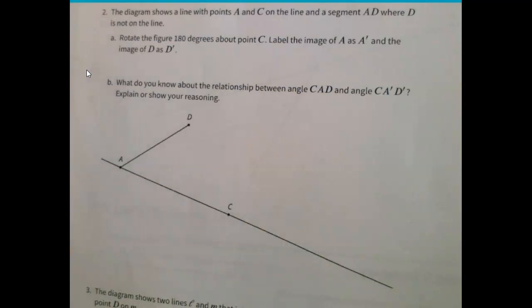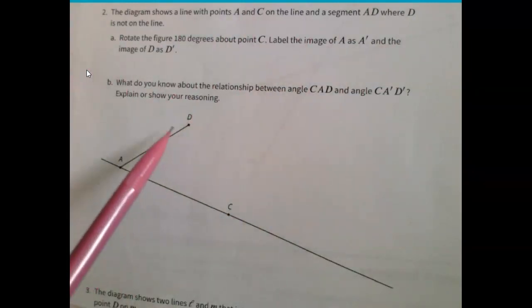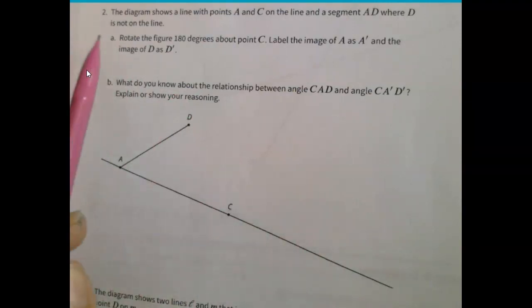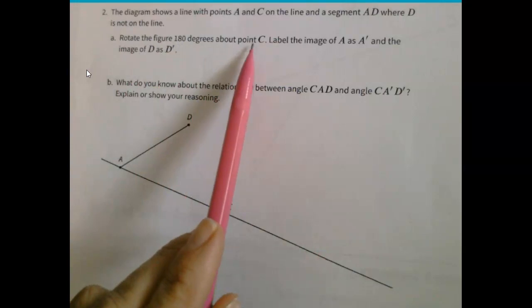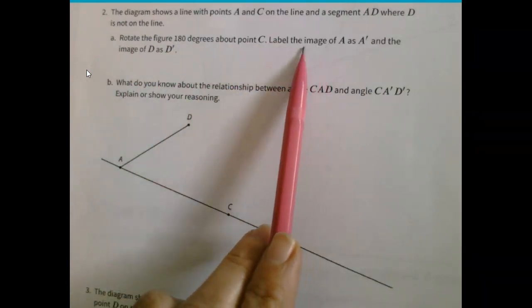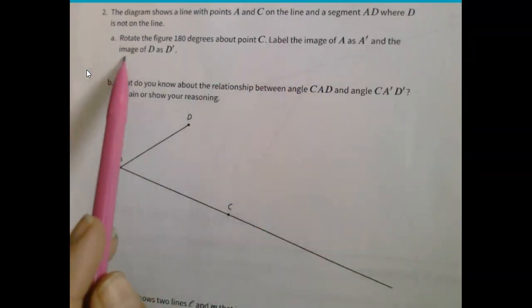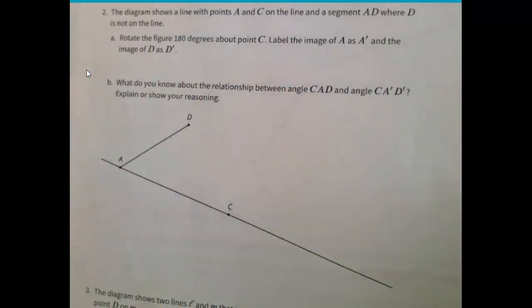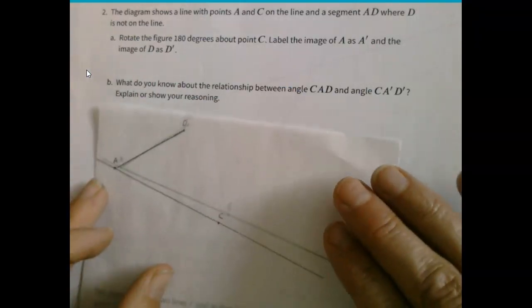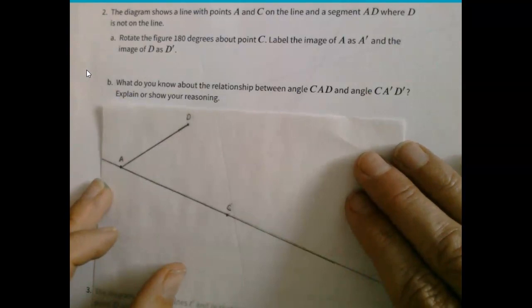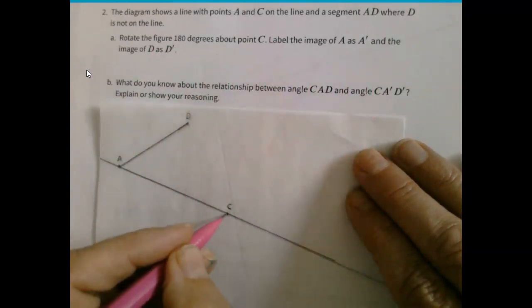Okay, so for number 2, the diagram shows a line with points A and C and a line segment AD right here where D is not on the line here, okay? It said rotate the figure 180 degrees about point C and label the image of A as A prime and the image of D as D prime. So once again, all you had to do is trace it on tracing paper. Line it back up to where it was, the original. And it says to rotate it 180 degrees around point C. Okay, so we're going to go 180 degrees.